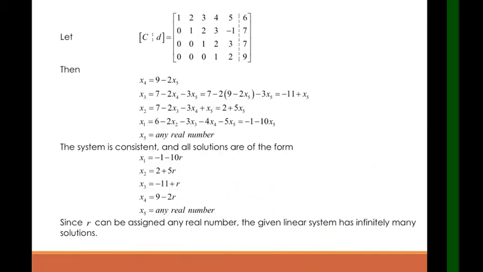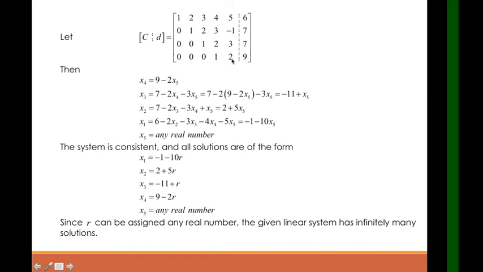Now, let's have this one. At this point, we have, I think, a 4 by 5 matrix. So we have C augmented to D. We have 1, 2, 3, 4, 5; 0, 1, 2, 3, negative 1; 2, 0, 0, 1, 2, 3; and 0, 0, 0, 1, 2. So these are the values. Fortunately, this is already in row echelon form. Maganda siya kasi naka-echelon form na siya, so we can solve.